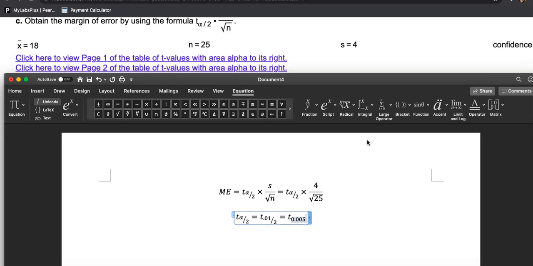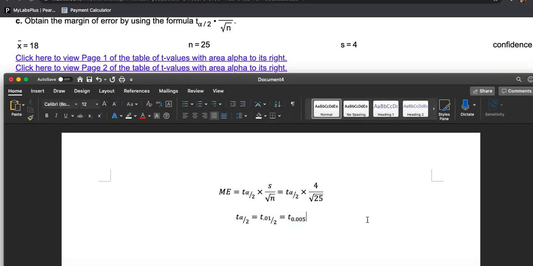0.005, right? Because half of 0.1 is 0.005. So let's go ahead and find that number on this table. I mean, they gave you a table. We used StatCrunch to find it because that's going to be a little more accurate. But since they gave me these tables, I'll go ahead and use it.